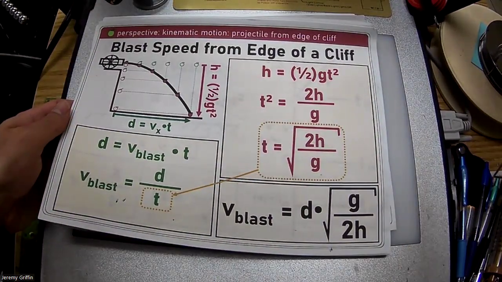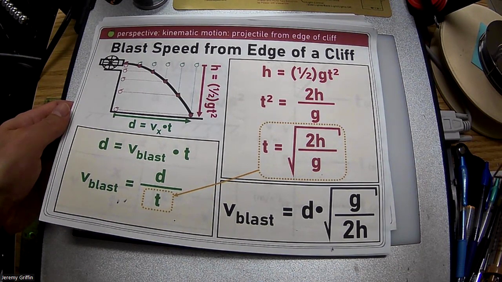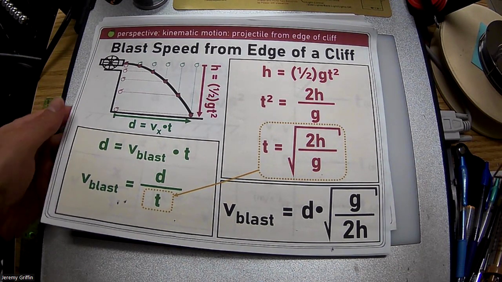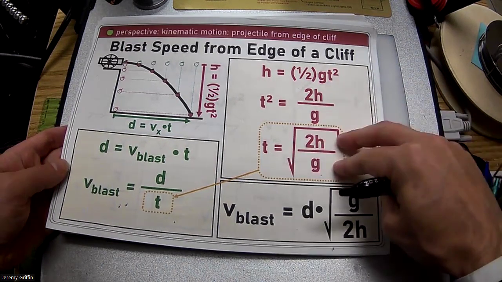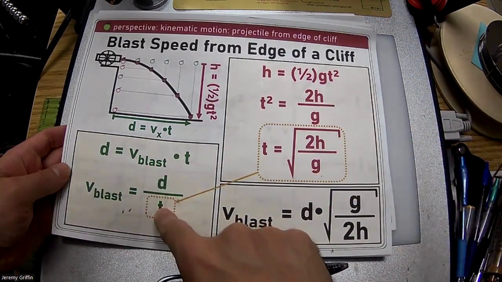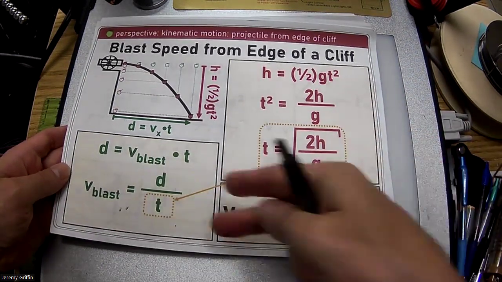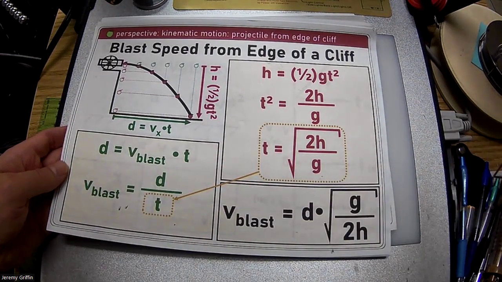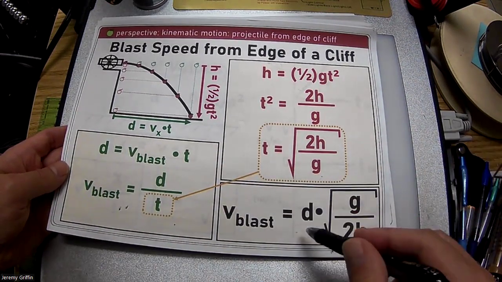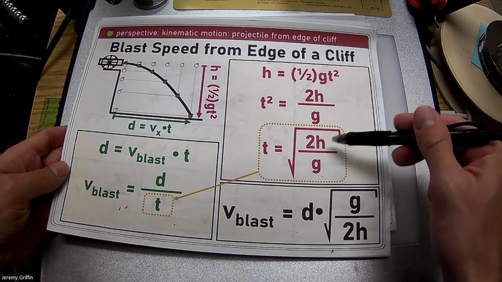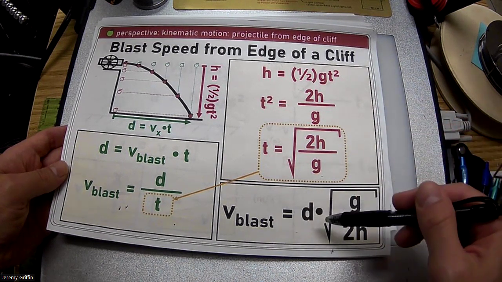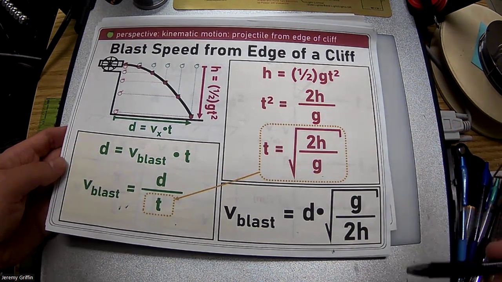Does it not matter that you inverse? Right, because it's 2h over g, but then I'm dividing. So when you divide by a fraction, you flip and multiply. So you could say d divided by the square root of 2h on g, or you could say d times the square root of g on 2h. You can do it both ways. All right, let's see what we got next here.